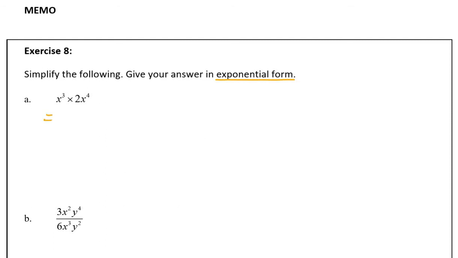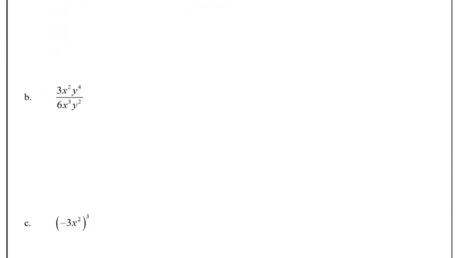This one is meant to be a bit of an easy introduction. I'm just multiplying, so I think to myself, signs, numbers, variables. There's no real signs, and the only number there is 2. But when I multiply powers with the same base, I add my exponents. So I get 2 to the power of 7. Okay, so that one is quite nice and easy.